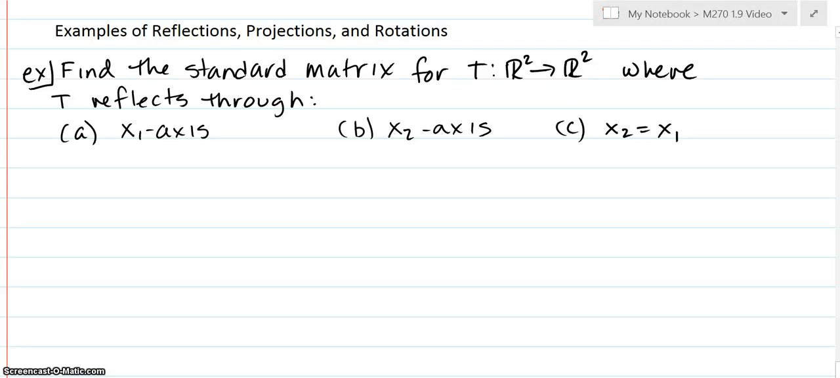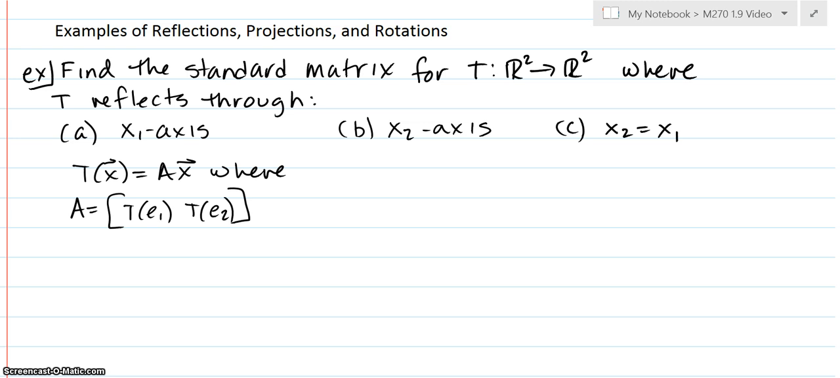In this video, we're going to look at examples of reflections, projections, and rotations. And we're going to find standard matrices for each of those. So in this example, we're going to find the standard matrix for a transformation T going from R2 to R2, where T reflects through the X1 axis.